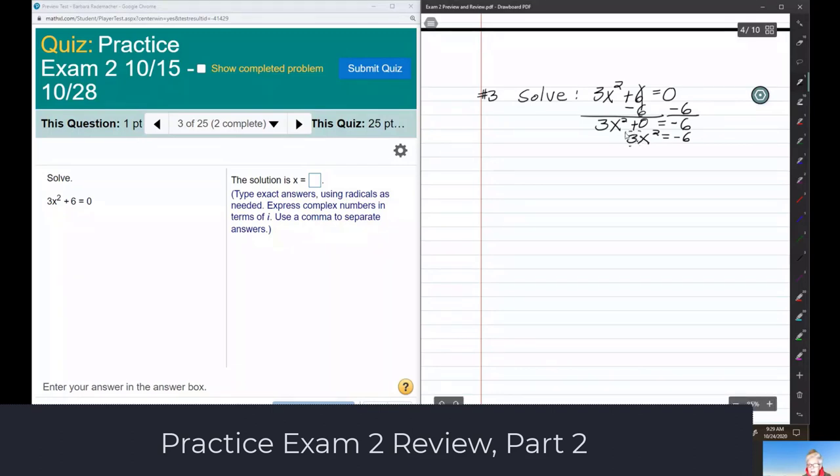Now, here's a number in front of x squared. I can divide that out. Divide by 3, divide by 3. That will leave me with x squared equals negative 2. Now I need to move that minus sign over to the right. There. I'm going to take the square root of both sides. That's the basic form of using the square root principle. The square root of x squared is x.